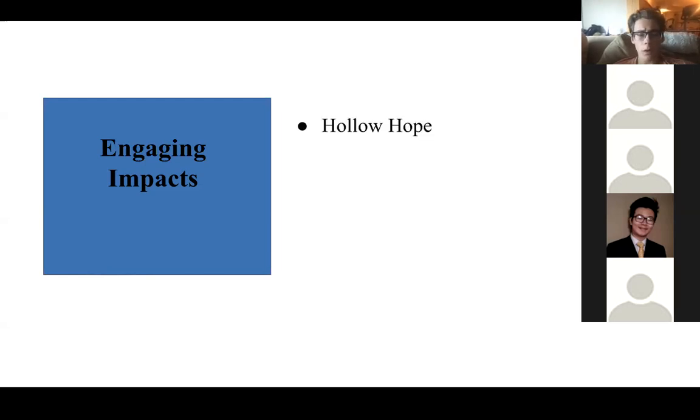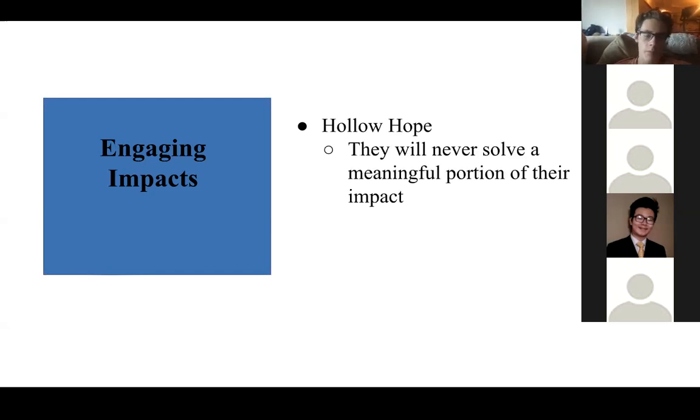So one way to engage impacts is hollow hope. Critiquers will 9 times out of 10 purport to solve a problem that is 10 times larger and more complex than they are actually able to solve. So that might be racism in the United States. That might be Orientalism or gender or language or whatever it might be, right? So the critiquer will never solve a meaningful portion of their impact at all, right? It's not unique. Now, a smart critiquer knows this. This isn't a secret. However, you can use the hollow hope argument to exploit this fact.